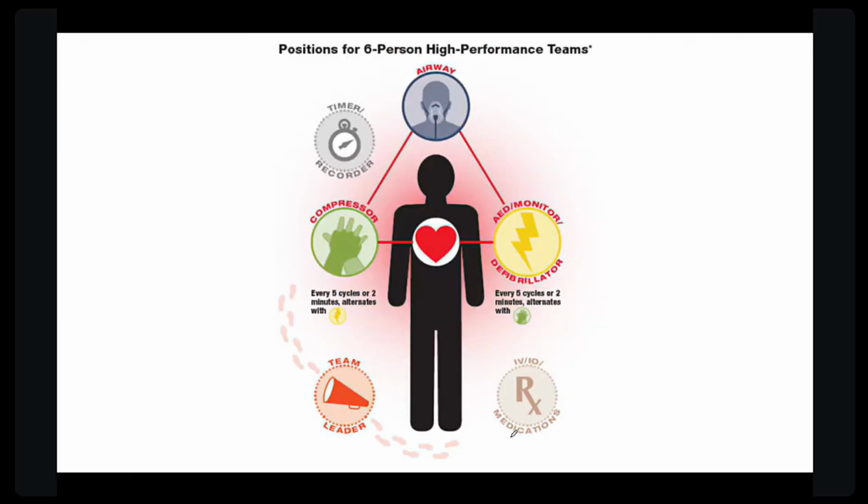So ACLS, or advanced cardiac life support, is a team effort. The American Heart Association says we need a team of 6 for effective cardiac life support. So here is the team leader. This picture is very interesting because it depicts so much information in a very brief picture. This is the victim. There is one person handling the airway, and he has some responsibilities.